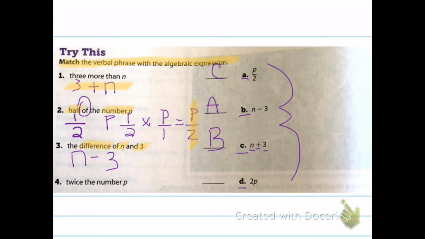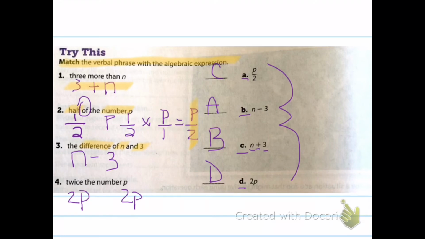Okay, number 4. Now you could guess on number 4, guys, but let's do the 7th grade thing and think about it. Twice the number P. Well, we know that twice means 2, and it wants twice the number P. So that means that it wants us to multiply 2 times P. And remember, when you write a number next to a variable and they're hugging, it means multiplication. So of course 4 is D.